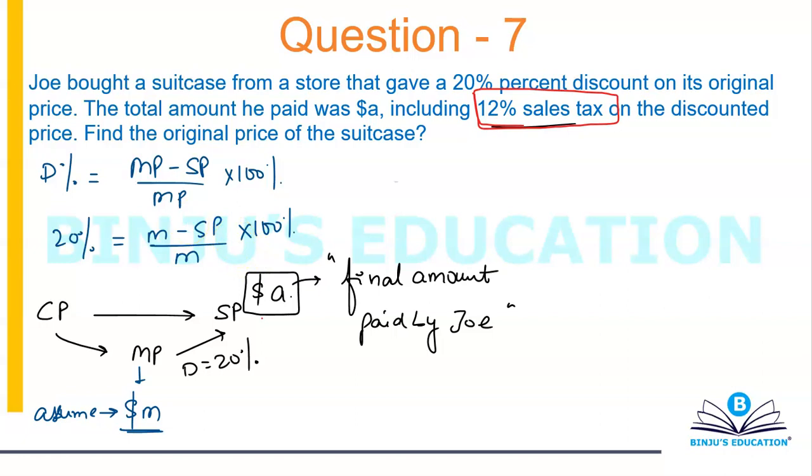So if I solve this further, I'm going to get that 0.2M is equal to M minus selling price, or my selling price is 0.8M.